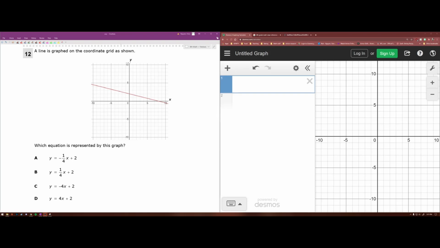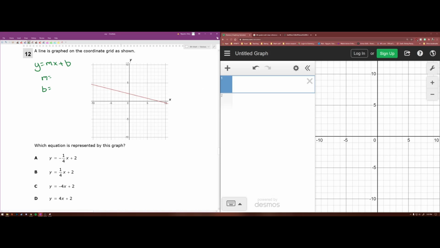All right, let's get started with question number 12. A line is graphed on the coordinate grid as shown below. Which equation is represented by this graph? And I look at all my answer choices. All of our problems are in the form of y equals mx plus b. That means we've got to find what m equals and what b equals. To do that, we just got to pick at least 2 good points to put into our calculator, and that's all we need to give us our m and b.